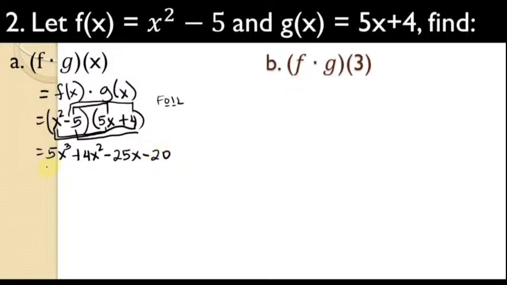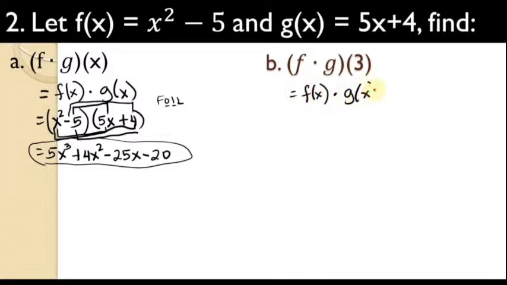Then final answer natin, ano yung final answer natin? So that is our final answer, kasi wala namang like terms dito. So 5x cubed plus 4x squared minus 25x minus 20. So ito na yung final answer natin. Then what if yung value ng x is 3? So we have f of x times g of x.